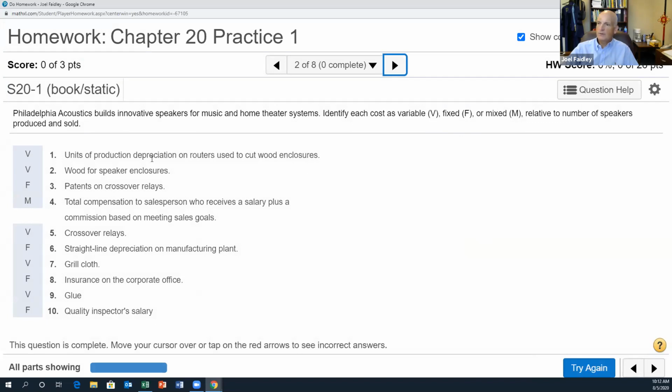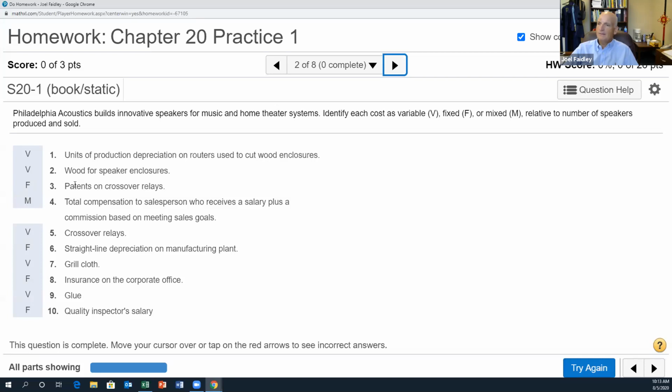Units of production depreciation, now that is variable, right? Not straight line. If this had been straight line depreciation, it would be fixed. But since it's units of production, meaning however many units I produce, I'm going to have that much depreciation per unit, it is variable. The wood is variable because that's direct material. Usually your direct material and your direct labor are variable, 100%. It's your overhead that's a mixture. Overhead is a mixture of fixed and variable.